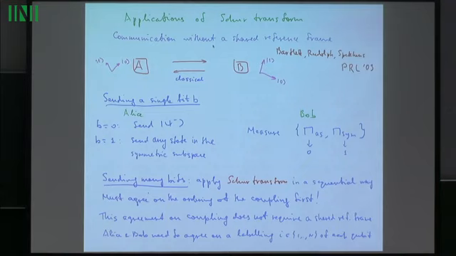Imagine Alice wants to communicate a bit B. When B equals 0, Alice sends a singlet. When B equals 1, she sends one of the triplet states, one of the other states, any state in the symmetric subspace. And what Bob does is measure two projectors, onto the symmetric and anti-symmetric subspace. When this detector clicks, you get 0 or 1.